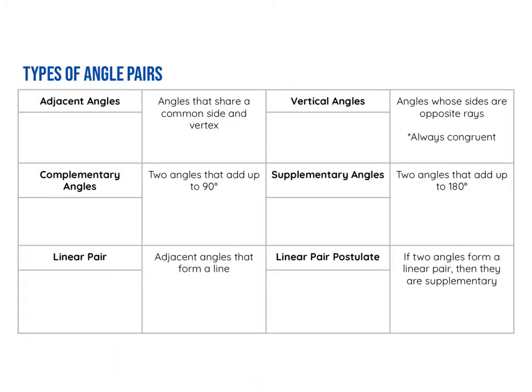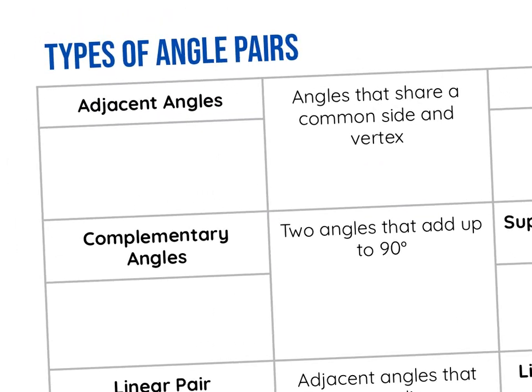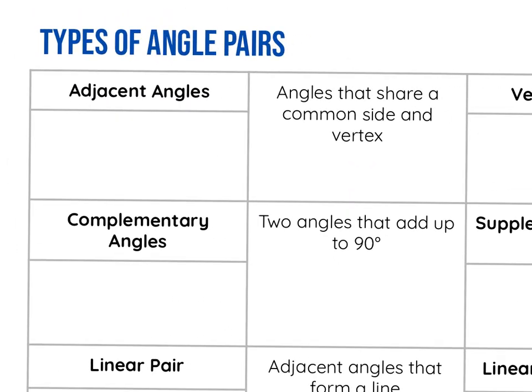So we have 5 different types of angles that we're going to talk about today. I'm going to draw you an example of each and just talk through the specifics for these. First up, we have adjacent angles. What's important about them is that they share a common side and vertex.